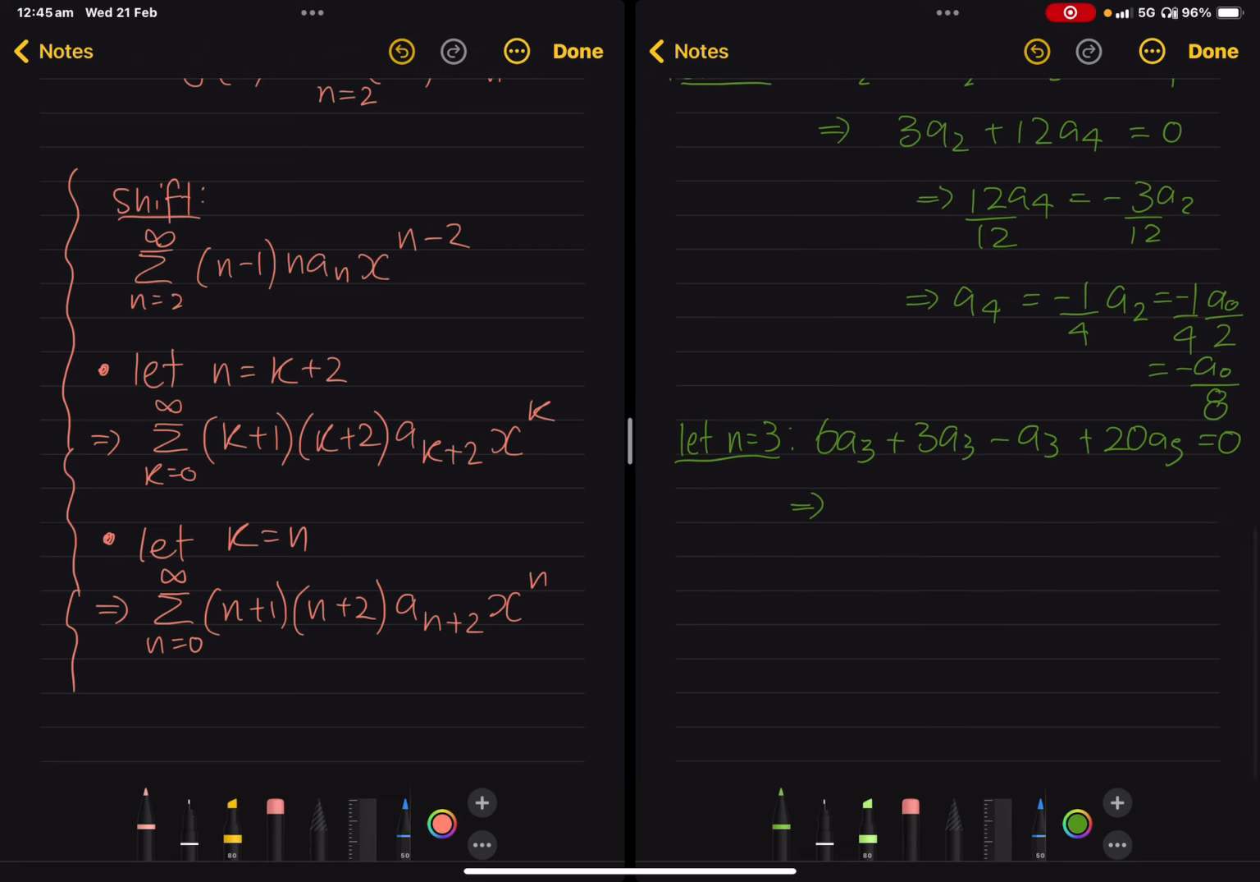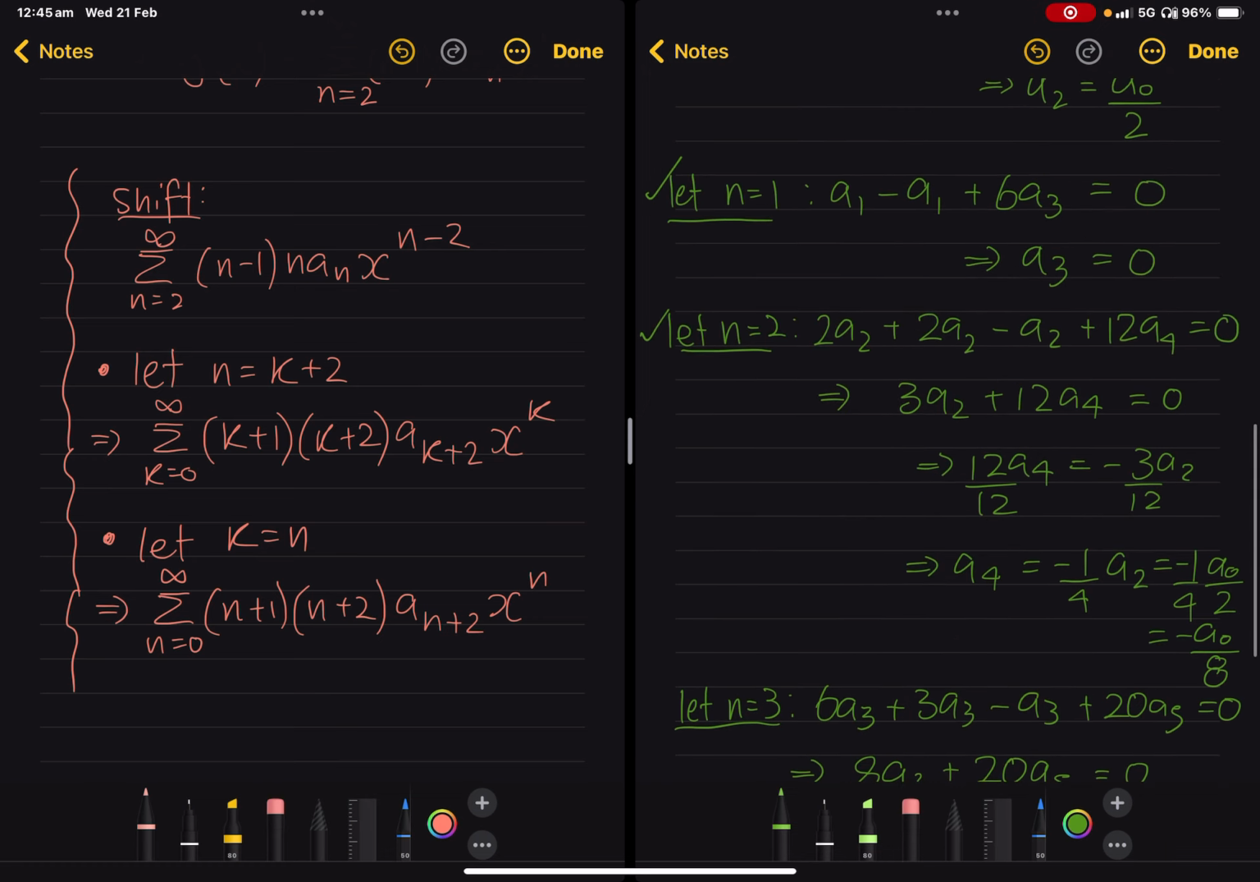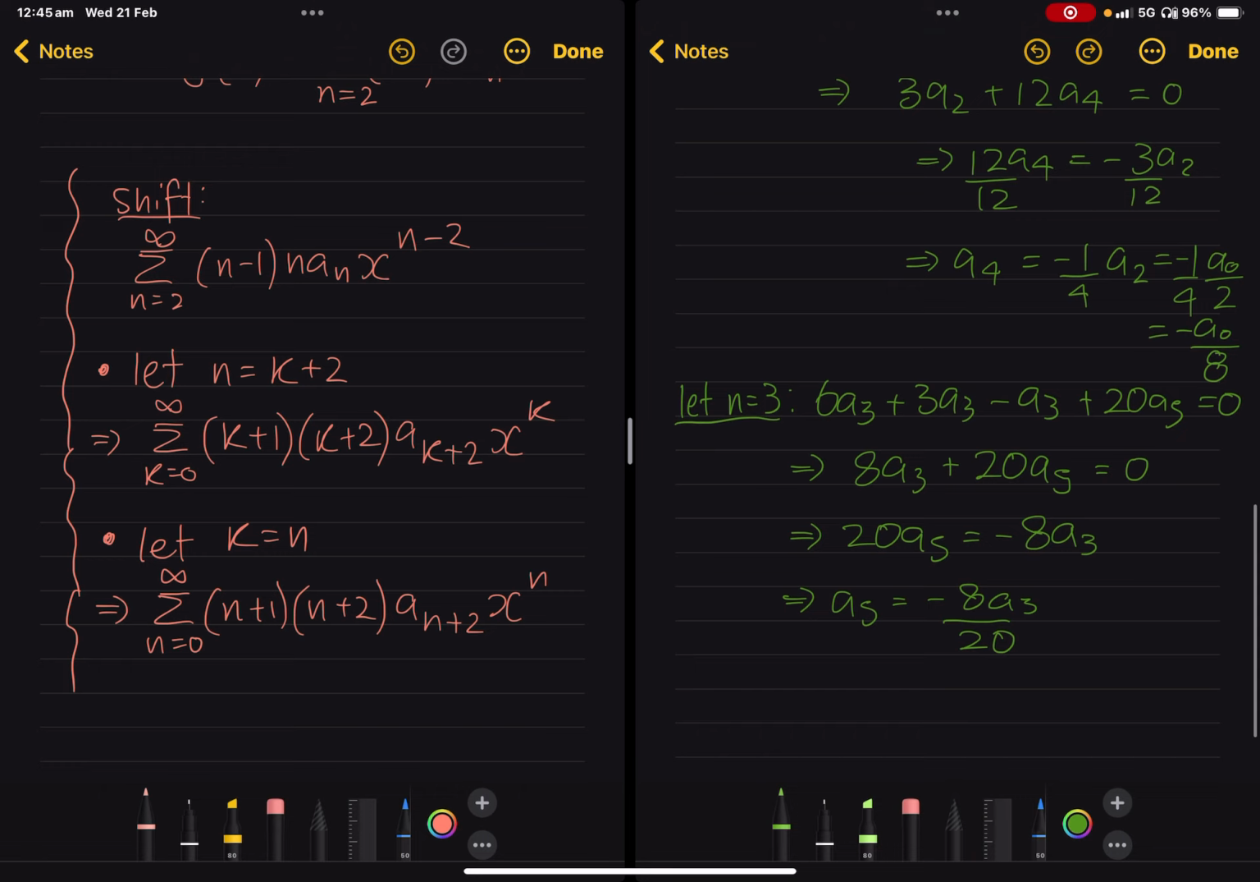This implies 6 plus 3 is 9, minus 1 is 8. So we have 8A3 plus 20A5 is equal to 0. We can rewrite this as 20A5 is equal to minus 8A3. So this implies that A5 is minus 8A3 on 20. Now we have something dealing with A3 earlier. A3 is 0, so this is actually 0. So this tells us that A5 is 0.